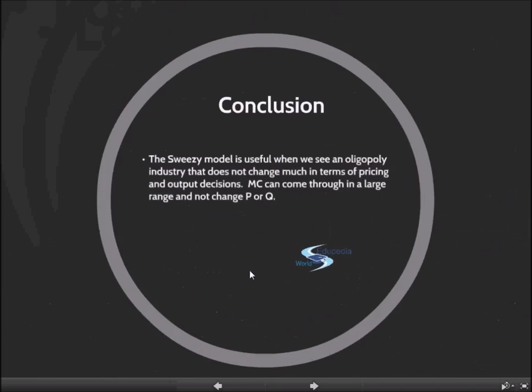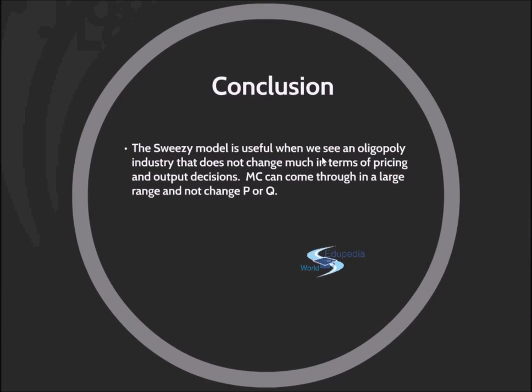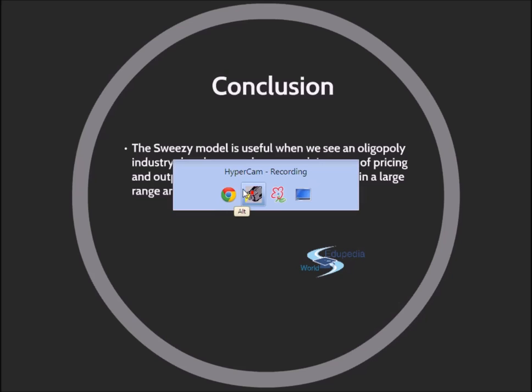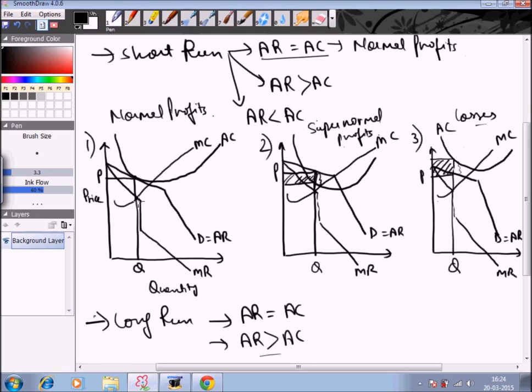So concluding upon Sweezy's kinked demand curve, we can say that it is useful when we see an oligopoly industry that does not change much in terms of pricing and output decisions. Now what does this mean? This means that this is a particular situation where the marginal revenue becomes stable. So the firms in the oligopoly industry are not changing much in terms of their price and quantity decisions. This model is very helpful in analyzing why firms are not changing price and quantity decisions, because they get a kink in their demand curve. They are not able to take decisions because the firms are interdependent upon each other a lot.